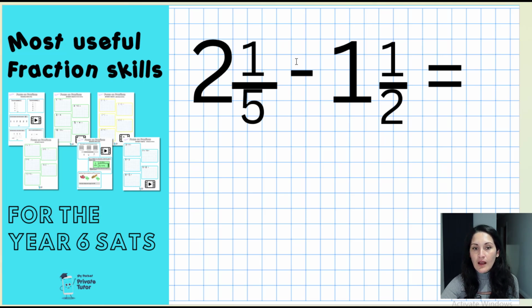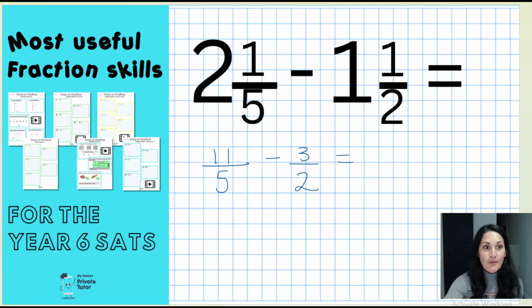I'm going to take my whole number, multiply it by my denominator, and then add the numerator. So 2 times 5 is 10, plus 1 is 11. That's my numerator. The denominator stays the same. And subtract. 1 times 2 is 2, plus 1 is 3. So that's 3. The numerator stays the same. Now I've got 11 fifths take away 3 halves. I can't do that, can I? Because my denominators are not the same.